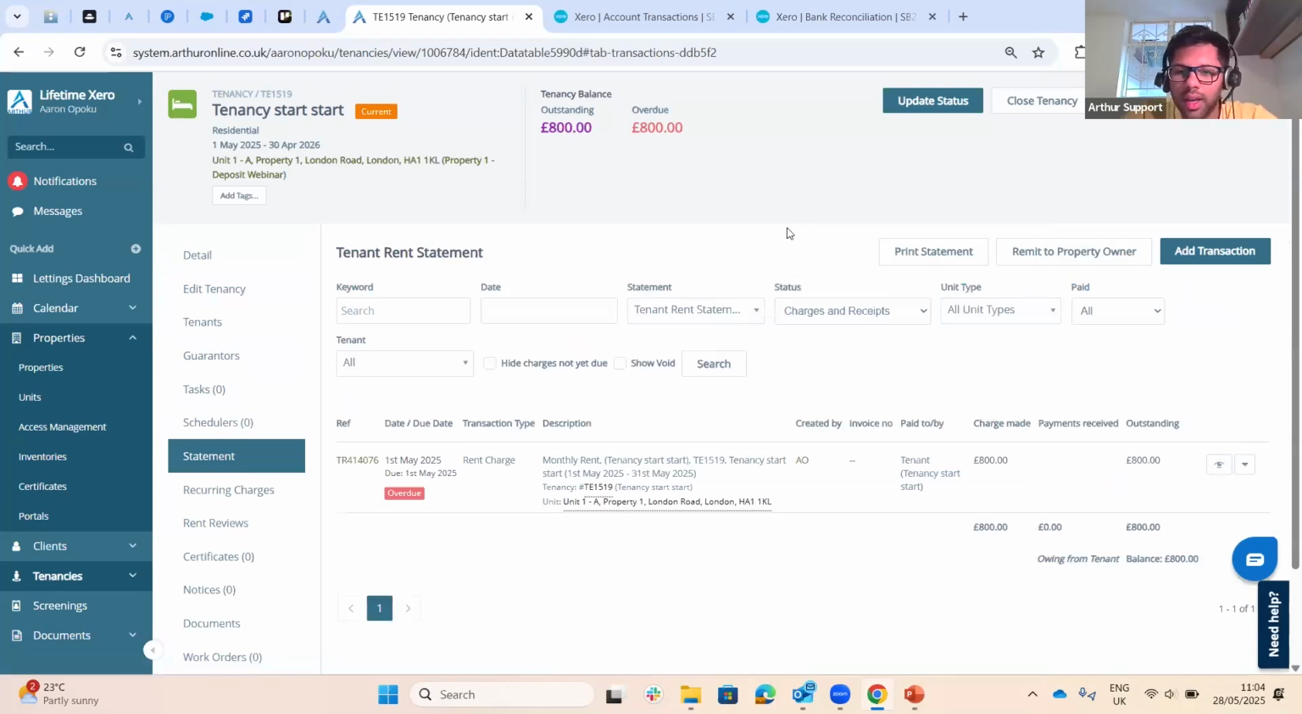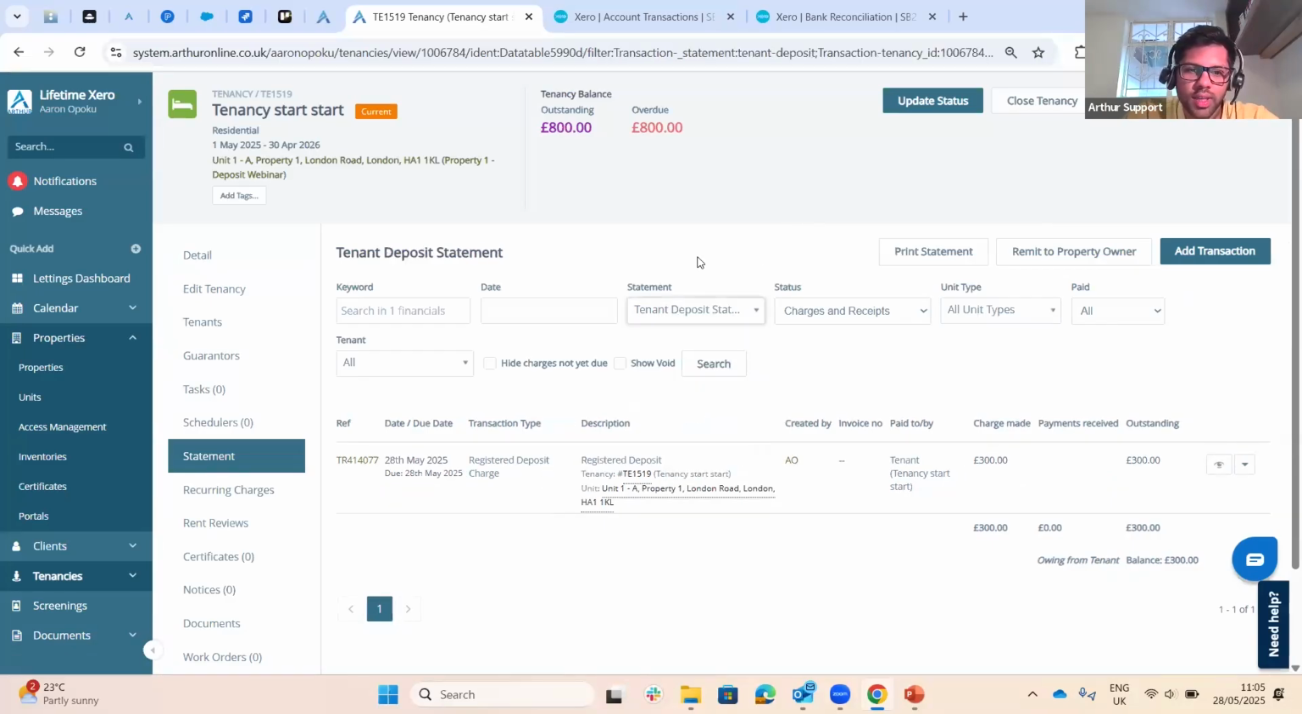Before I go ahead and explain using a live example, just a quick explanation on the difference between the 2. So with the insured scheme, usually what happens is deposits are charged to the tenant. So for the insured scheme, you would raise a deposit charge against the tenant. So the tenant owes you £300 deposit. Tenant then pays that £300 deposit into your bank account, which then you would secure and register in your own bank account. So you hold that deposit as part of an insured scheme.